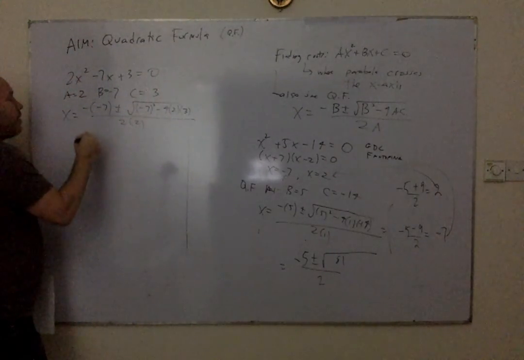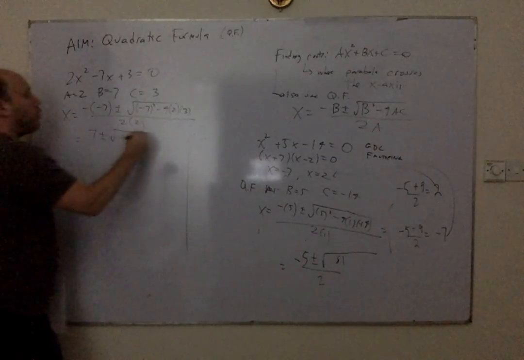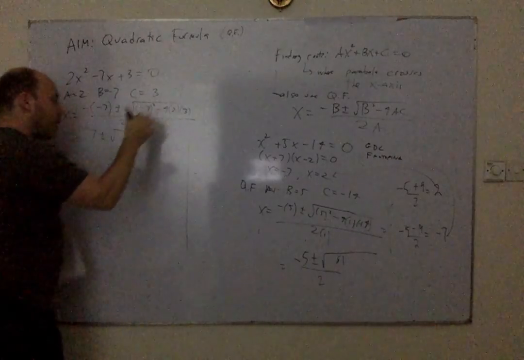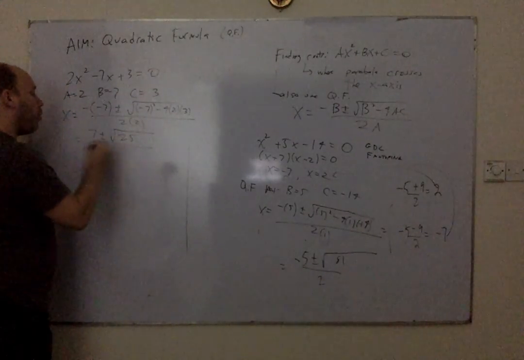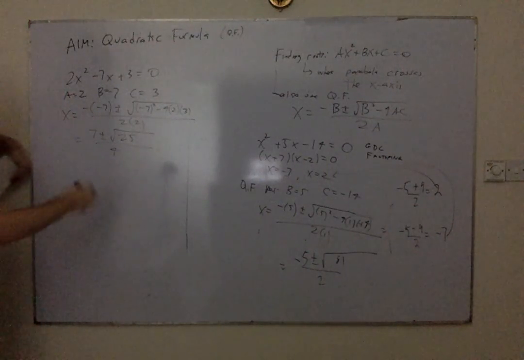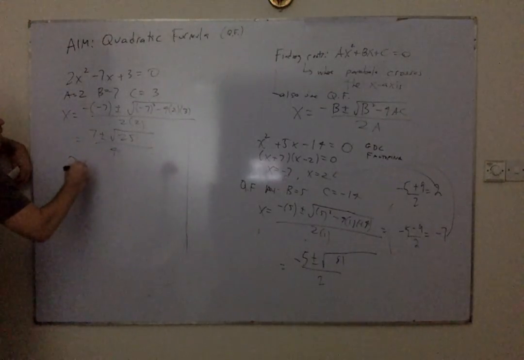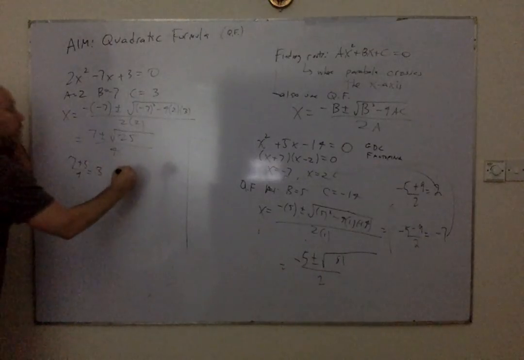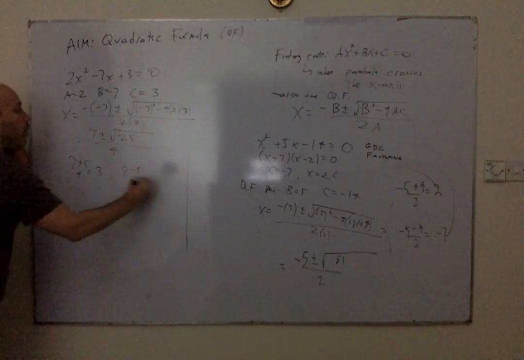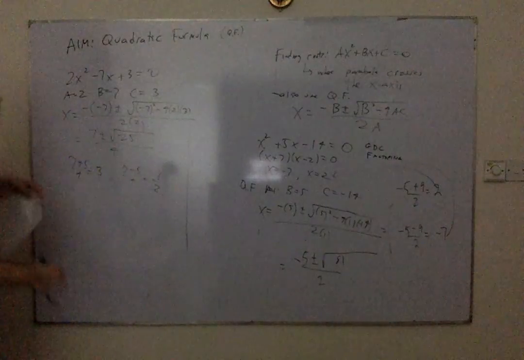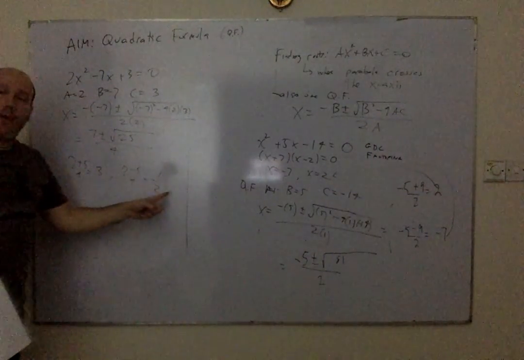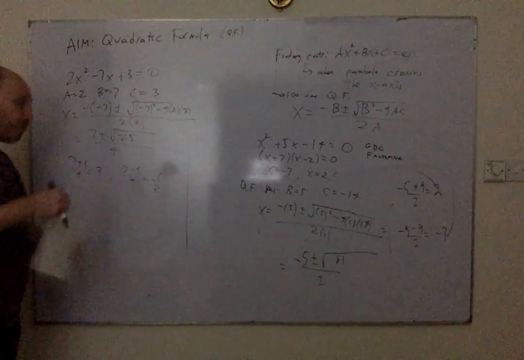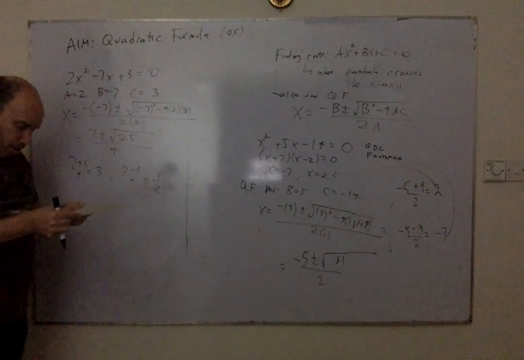And this works out nicely. So we have 7 plus or minus the square root of 49 minus 24 is 25 all over 4. And so we have the two solutions, 7 plus 5 over 4, which equals 3, or 7 minus 5 over 4, which equals 1/2. We start to get fractional answers when we have non-monic quadratics.